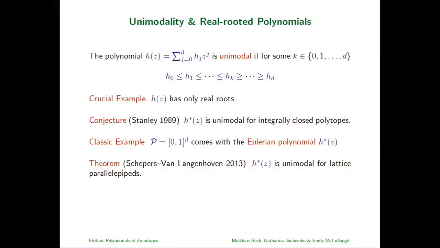There is a crucial ingredient in this world, and that's the Eulerian polynomial. I'll have the definition of an Eulerian polynomial in a moment, but for now, let me just say that an Eulerian polynomial for me is the h star polynomial for the unit cube. That's one definition of an Eulerian polynomial, and it turns out, if you understand Eulerian polynomials enough, then you can understand h star polynomials for parallelepipeds.